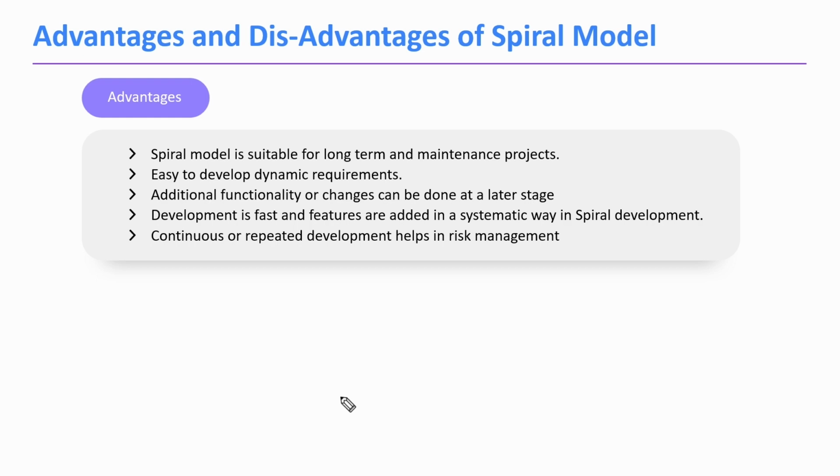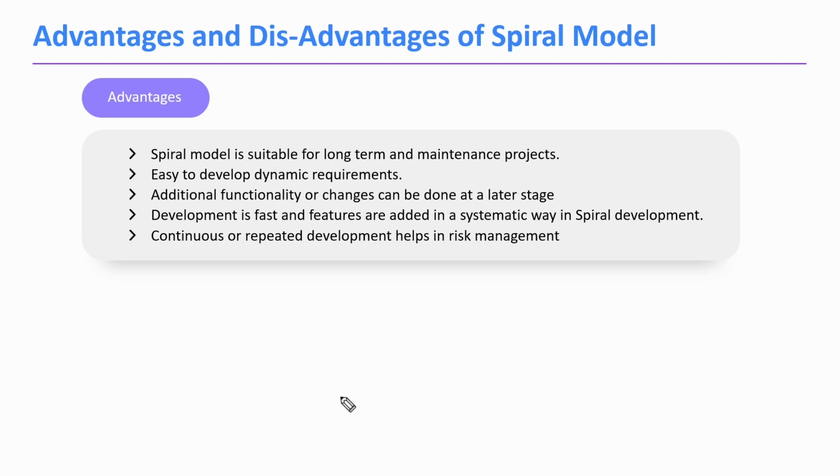Spiral model is best suitable for long-term and maintenance type of projects, and it is easy to develop dynamic requirements in the spiral model. Additional functionality or changes can be done at later stages in the spiral model. Later stages mean in the next iterations. Development is fast and features are added in a systematic way in spiral development. So development is fast means in each iteration we release a new version of software to the customer. So the customer doesn't have to wait for the entire software application to be developed. So we develop the first high priority requirement in the first iteration and later we develop a few more requirements and integrate with the existing application.